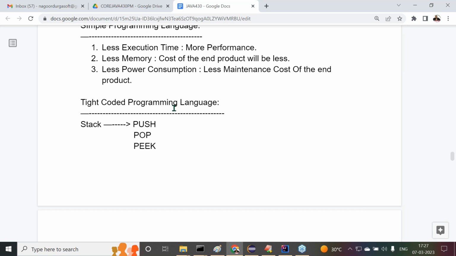Push operation is inserting an element. Pop operation is remove and read. Peek operation is just to see what is at the top of the stack. That means to know what is at the top of the stack, just a read operation, but not a remove operation. Are all of you getting clarity or not?